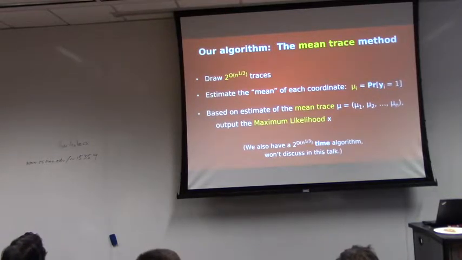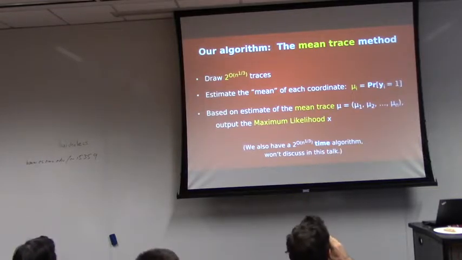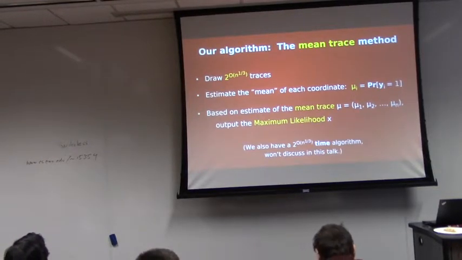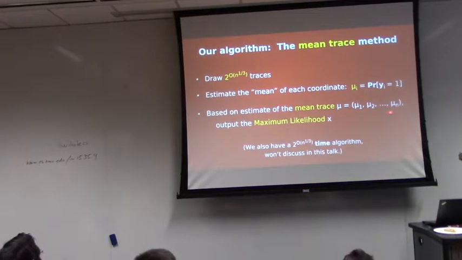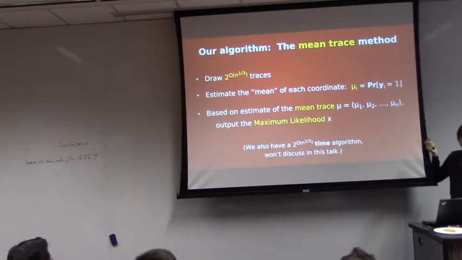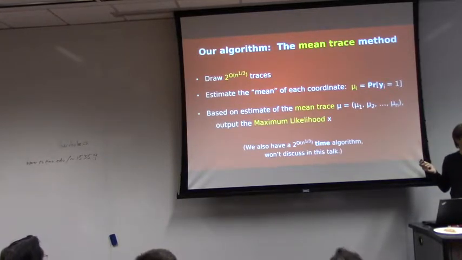One of the difficulties is the alignment. You see n over 2-ish bits, and you don't exactly know how they align back to the original n bits. So estimating the mu i's are the hard ones? No, here this is the probability that the ith coordinate of the trace is 1. Oh, I see. Yeah, so this is easy.